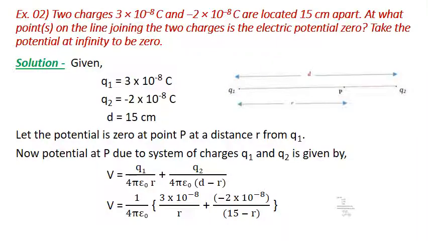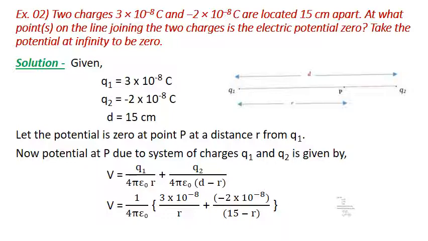First is example number 2. Two charges 3 into 10 to the power minus 8 coulomb and minus 2 into 10 to the power minus 8 coulomb are located 15 centimeter apart. At what point or points on the line joining the two charges is the electric potential 0? Take the potential at infinity to be 0.